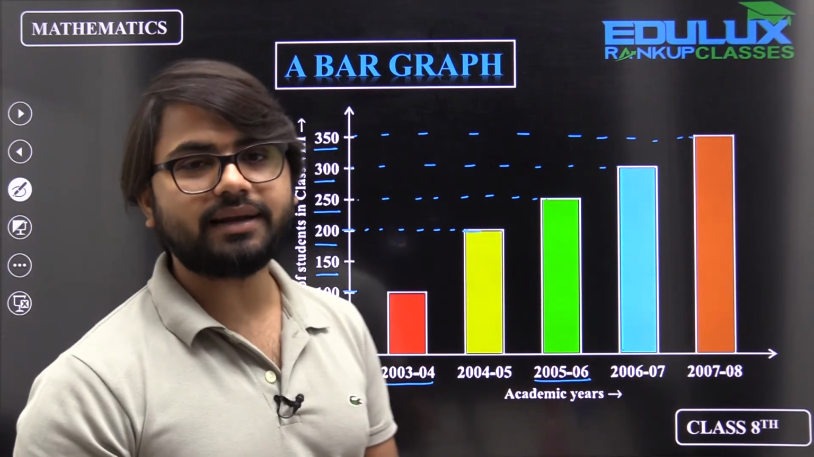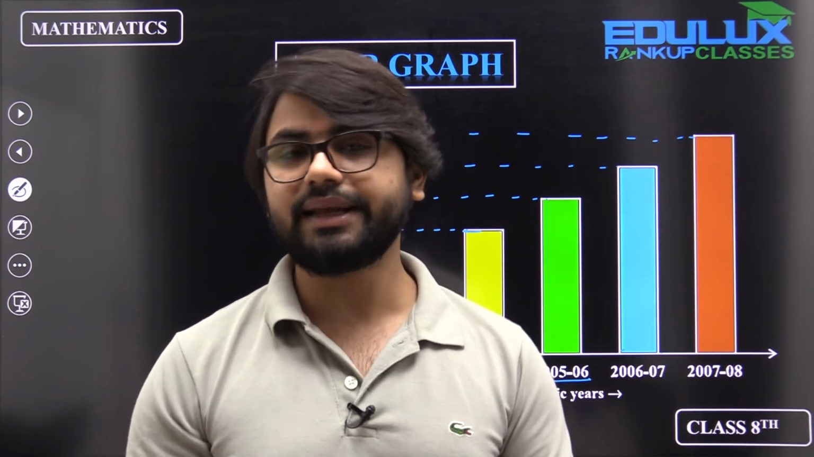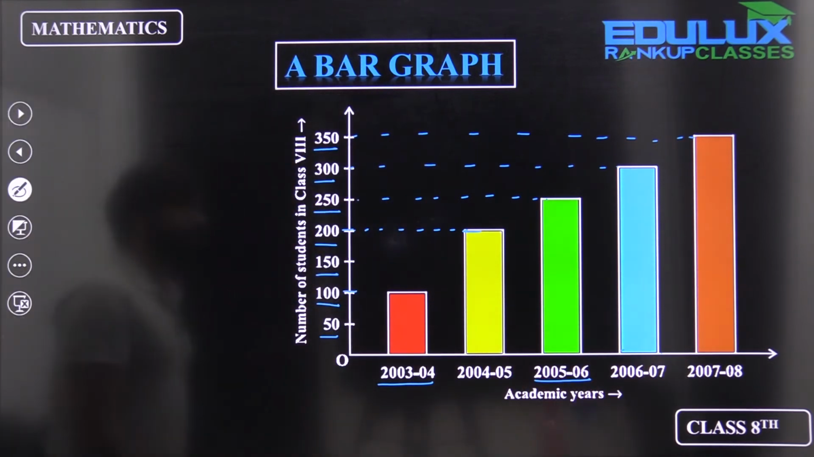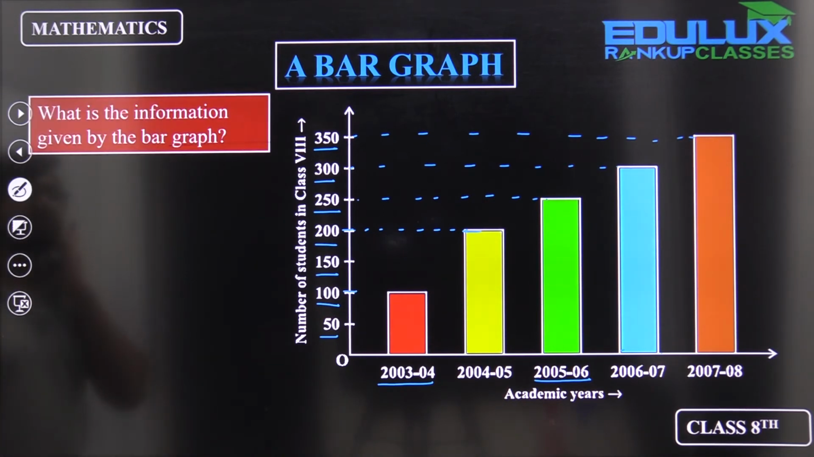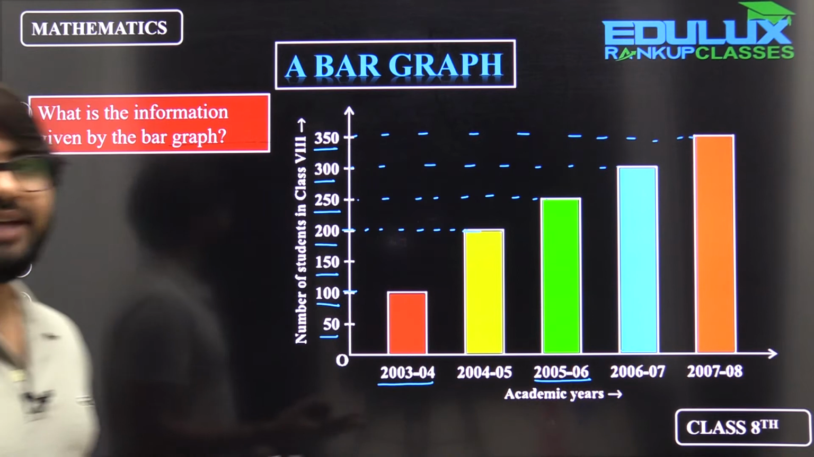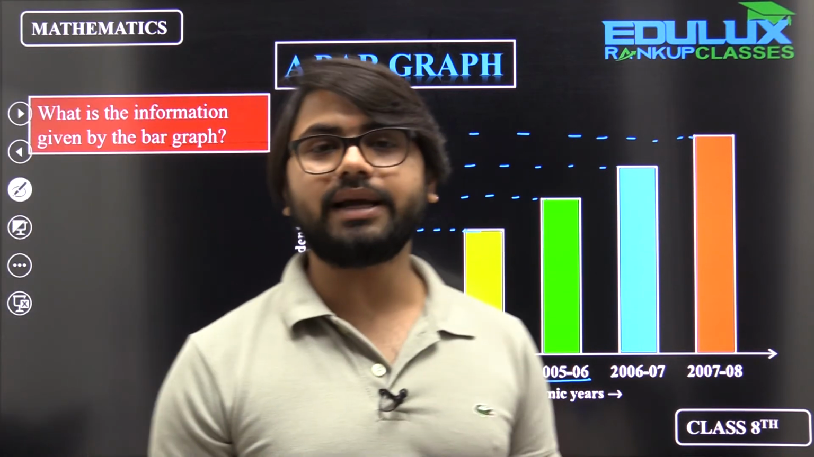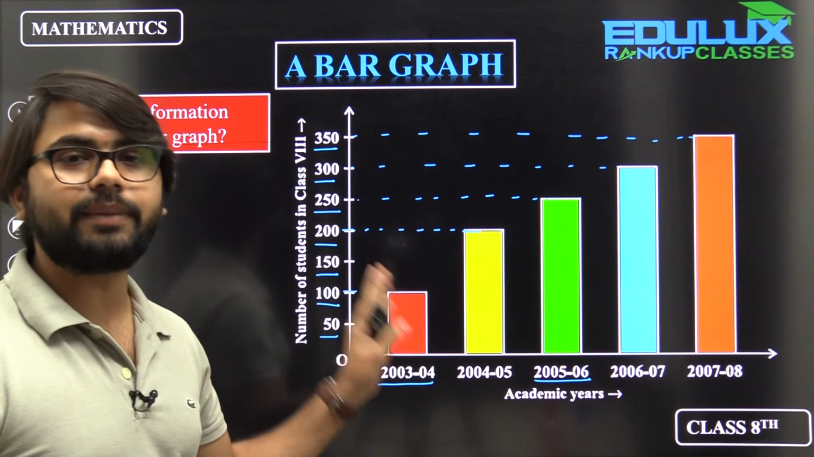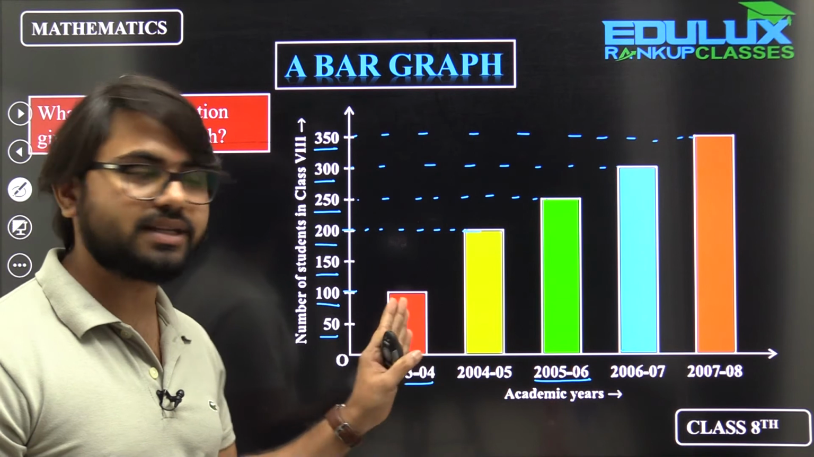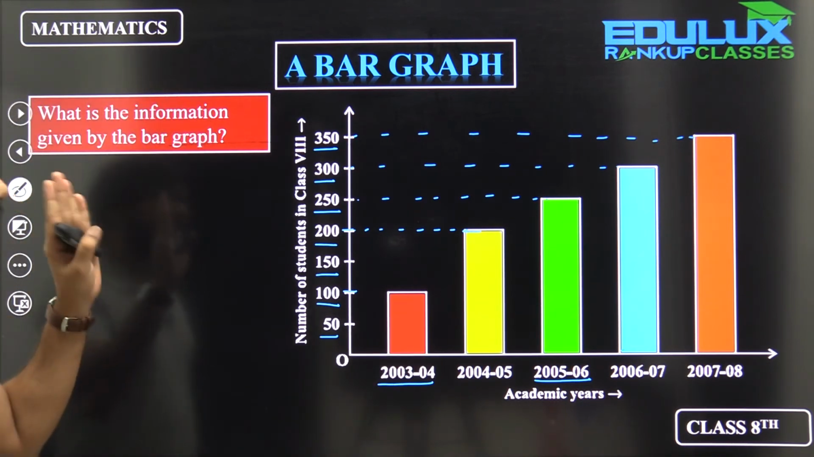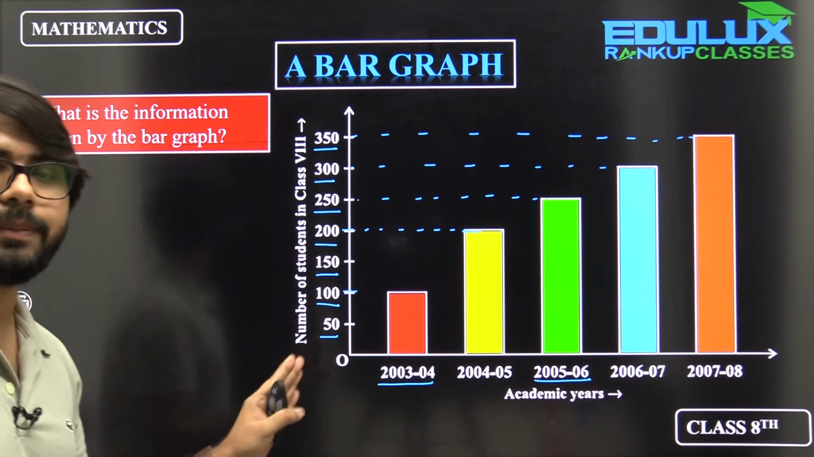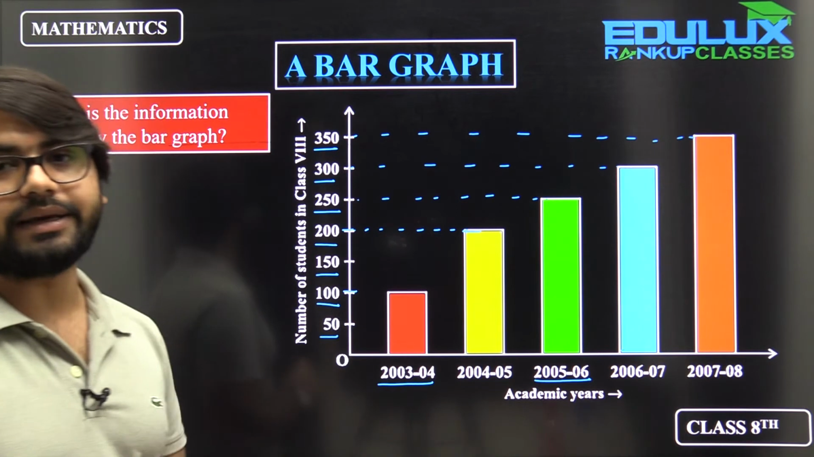So with the help of this bar graph, we have depicted how many students were there in one academic session during the different years. Now there are some questions which we will answer from this bar graph. First question: what is the information given by the graph? This graph is saying how many students were there in an academic year. So you can answer that it gives information about the number of students in each academic year.